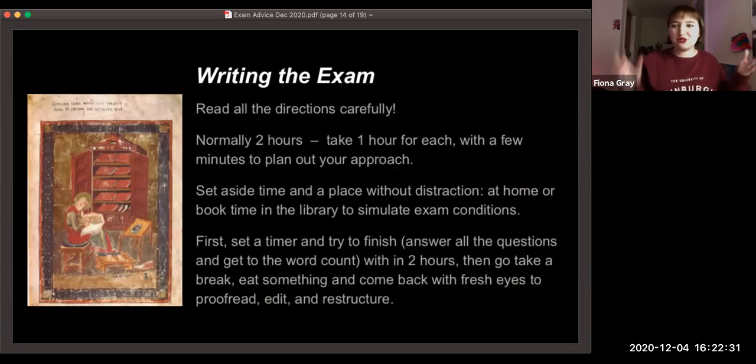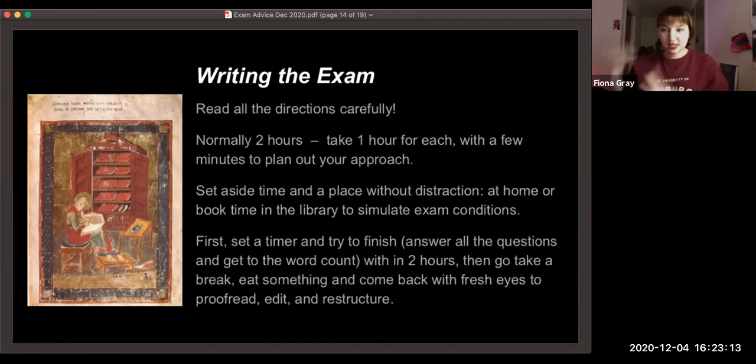Yeah. So also, how do you write the exam? Normally, if this was physical in person, it'd be 2 hours in a big gymnasium where we all sit at desks in silence. I recommend you try to simulate exam conditions to get you started. So I'd say set aside 2 hours, either at home, tell your flatmates to leave you alone, turn your phone off, throw it across the room, or go to the library where you have good connection and silence and you can really focus. And in those 2 hours, try to answer all the questions and fill the word count.